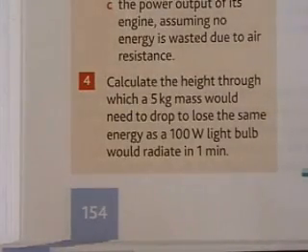You know the potential energy it's going to lose, you know it's got a mass of 5 kilograms, and you know the value for g, so you can work out the value for delta H, how far the mass has got to drop.